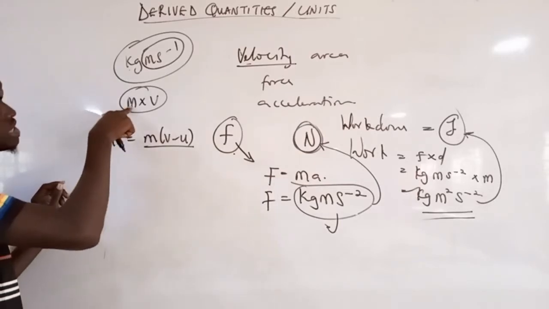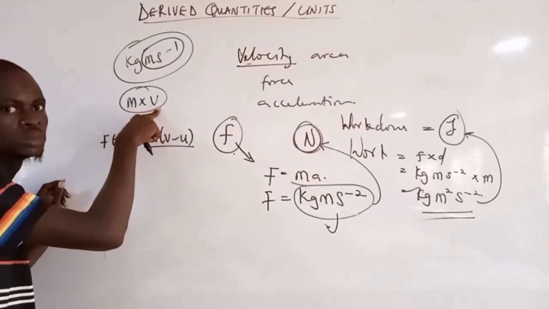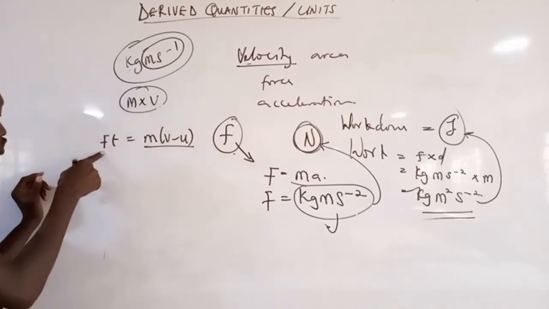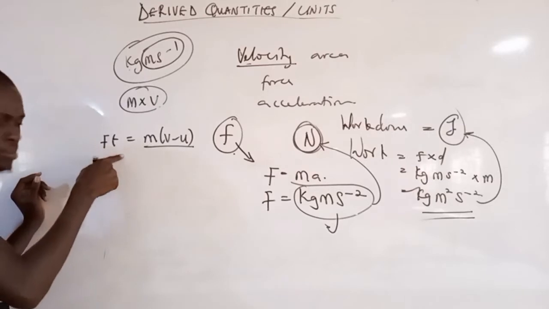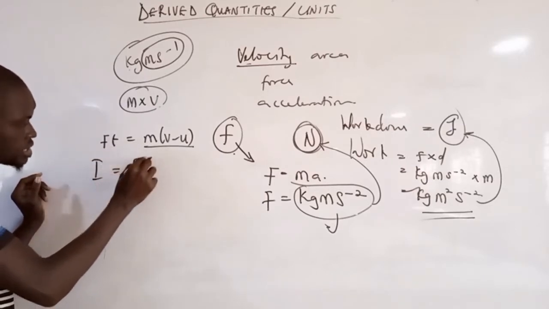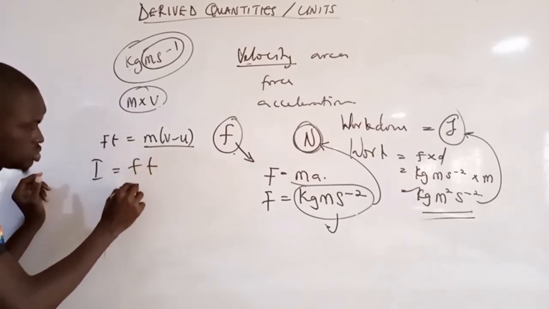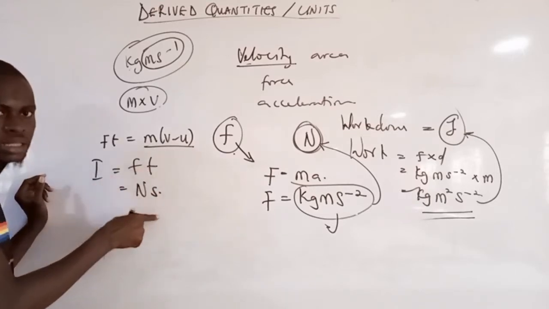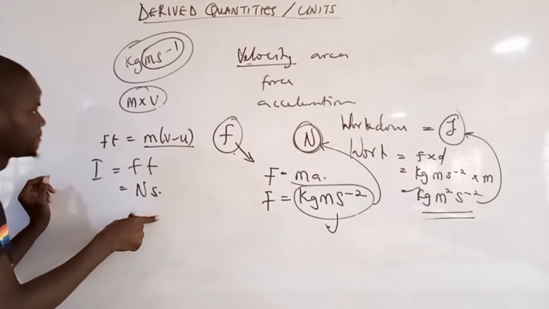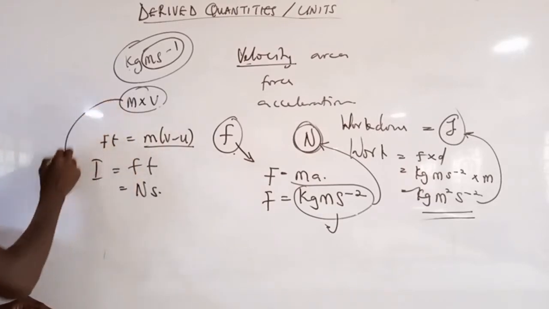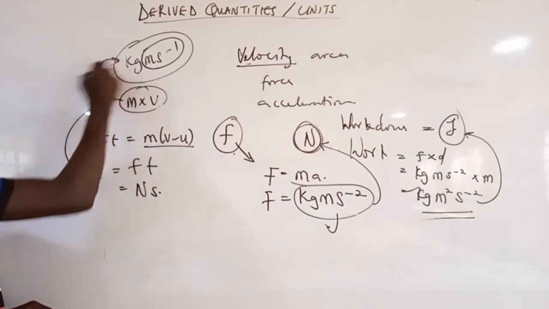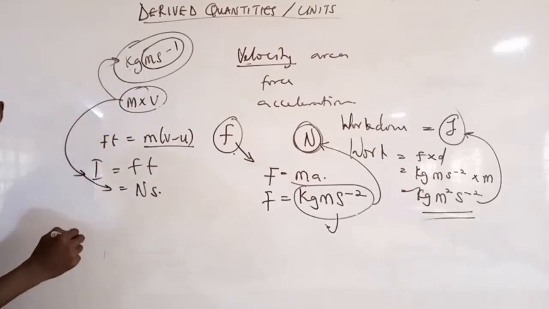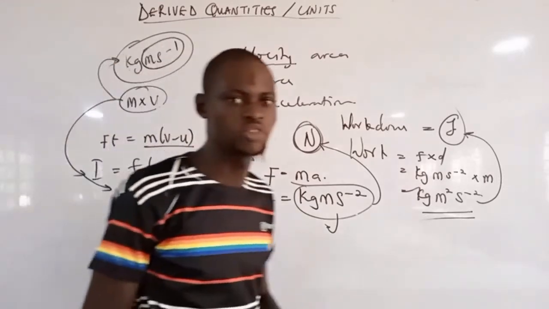So if this thing is mass times velocity, which is momentum, that means mv can be equivalent to the unit of force times time. Impulse is force times time, and the unit is Newton seconds. Force in Newton, time in seconds. Are we together? Now, mass times velocity, which is this unit, is equivalent to Newton seconds. That is the unit that it is equivalent to.